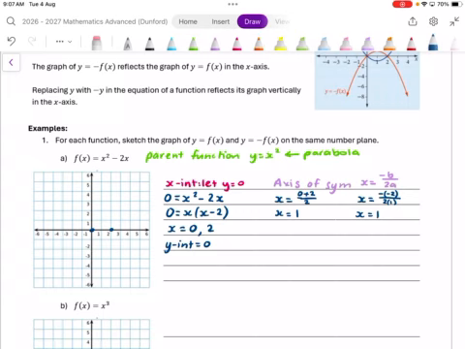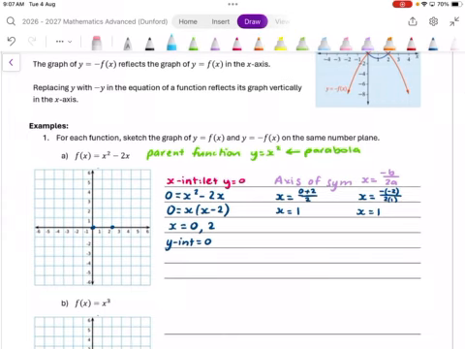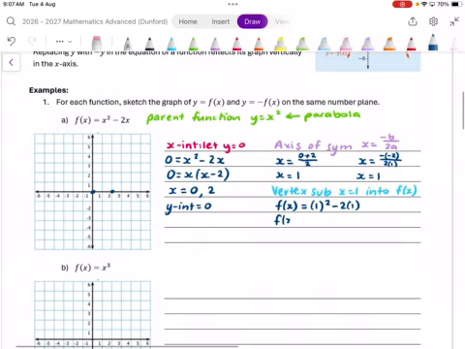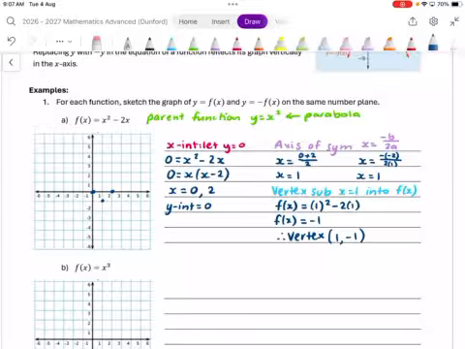Now, we want to find our vertex. To get our vertex, what we have to do is sub x equals 1, our axis of symmetry, into our function, f of x. So that means we'll have f of x is equal to 1 squared minus 2 lots of 1. So we get f of x equals negative 1, so therefore our vertex is at the point 1, negative 1. So we have the point 1, negative 1 there.